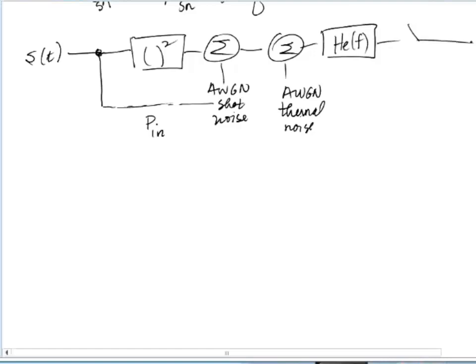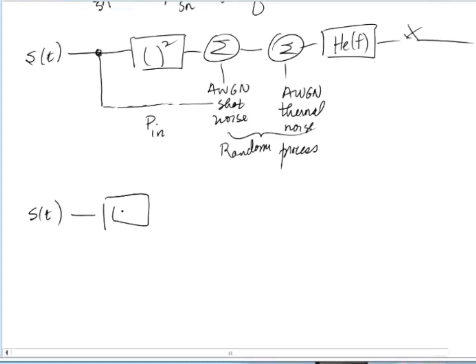And then we would go into our electrical filter and do our sampling. In this case, we're generating a random process, which is somewhat more difficult. So often what we'll do in a simulator is something equivalent. We'll take the signal, we'll square it, we'll filter it, and then we'll sample it, and we'll add noise samples. So instead of adding a random process, we'll add some random variables.